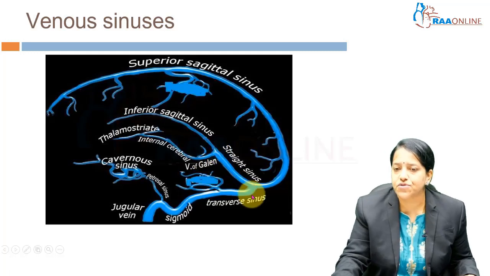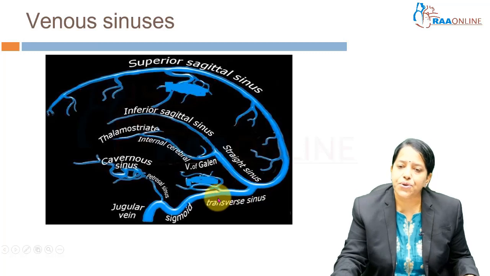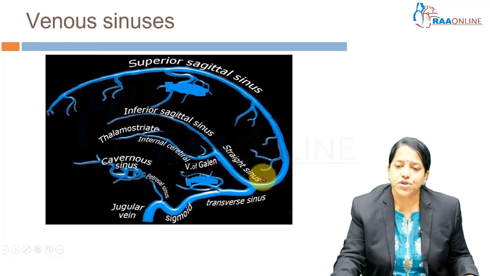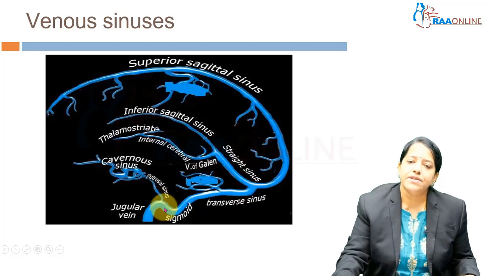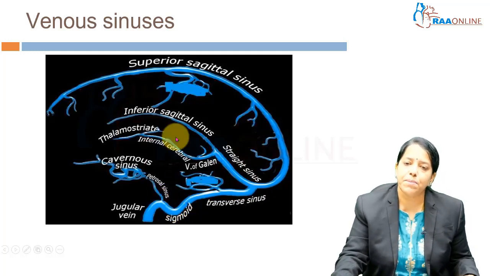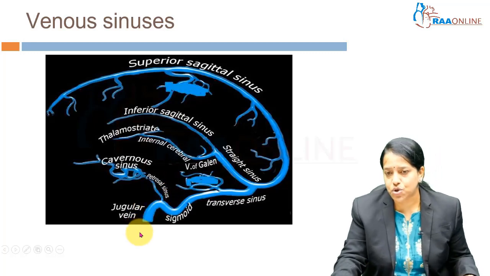They join to form the straight sinus, and you can see over here the superior sagittal sinus will continue as the right transverse, whereas the straight sinus will continue as the left transverse sinus, the other side. And this is the sigmoid sinus, so this will be paired, so it will be present on the other side, and then this is continuing as the jugular vein.